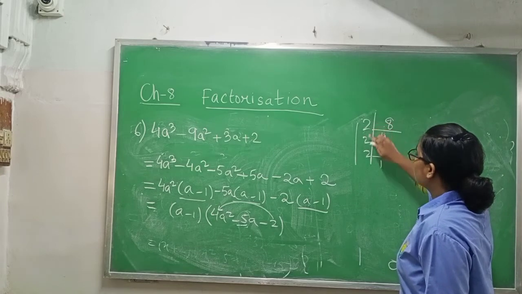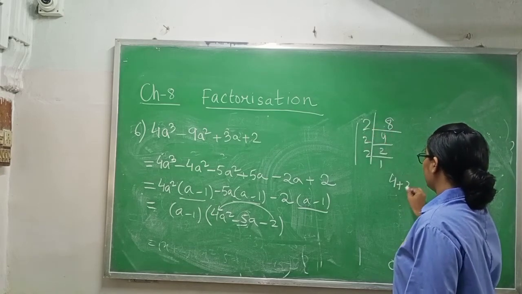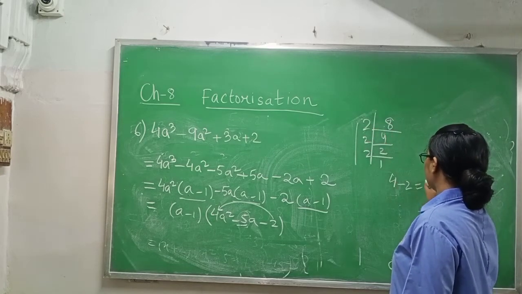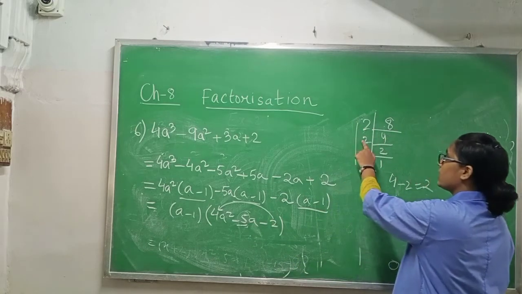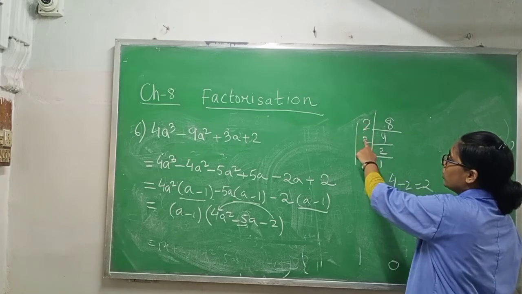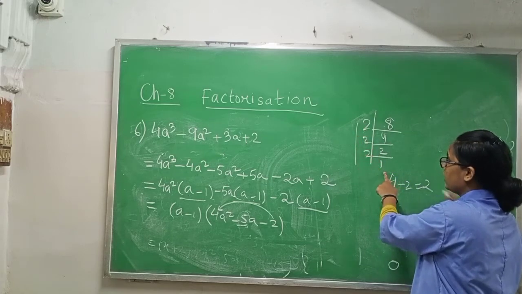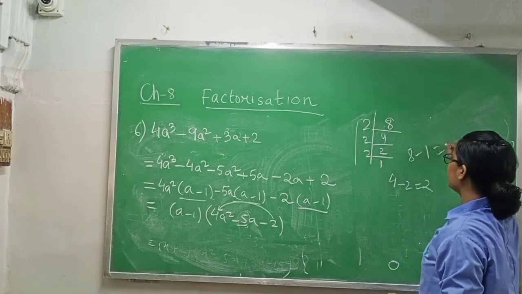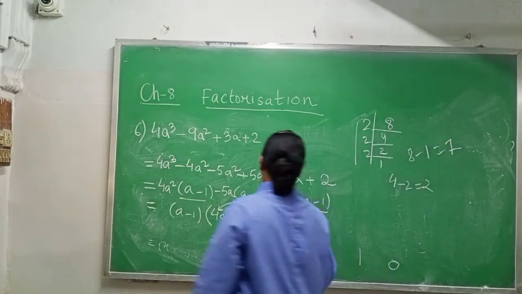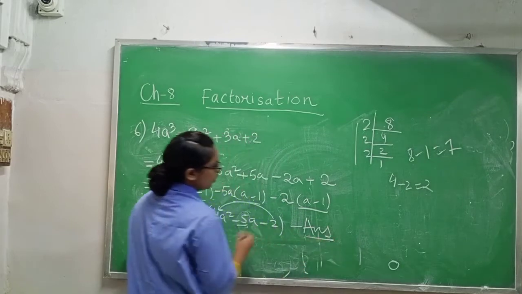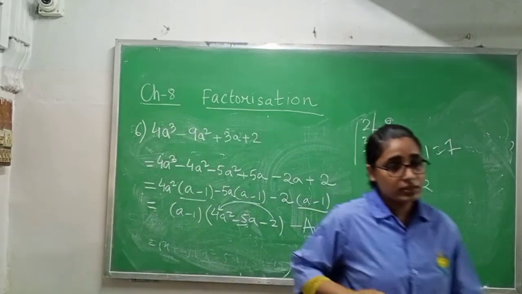Let me do 2 2s are 4. 4 plus 2, 4 minus 2, 2. But we need 5. Not possible. 2 2s are 4, again the same thing, 4 minus 2. 2 4s are 8. 8 minus 1, if you do 8 minus 1, 7 will come. But 5 is not coming. It means that this one is your answer only. Copy this one.